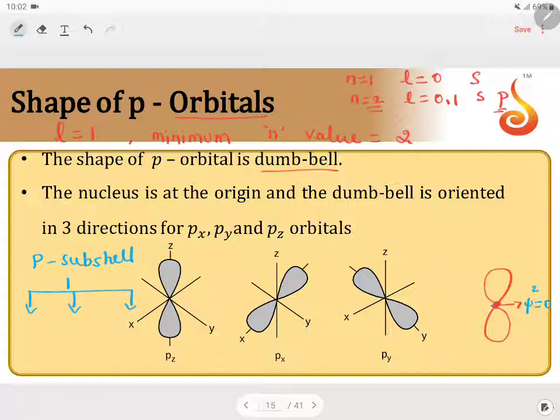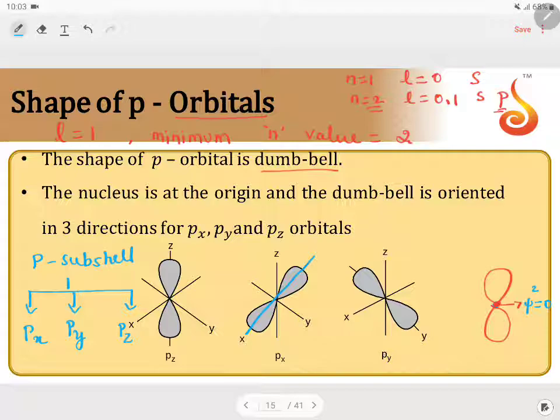It has got three orbitals, namely px, py, and pz. The structures are as shown in the diagram. When I say px, the two lobes are along x-axis. You can look at this. Similarly, when we speak of py, the two lobes are along y-axis. In case of pz, the two lobes are along z-axis.